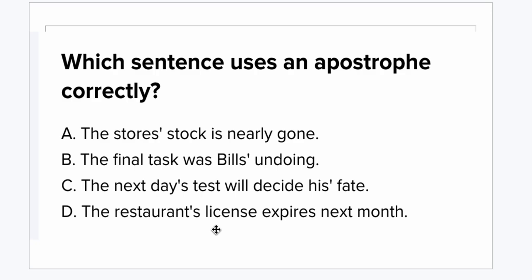So you need to locate which sentence uses the apostrophe correctly. Remember, it could be to show ownership, and it could be to use as a contraction. All of these sentences have an apostrophe in them, but only one of them has it correct. I'm going to ask you right now to put A, B, C, or D.